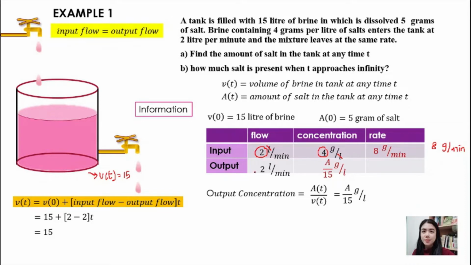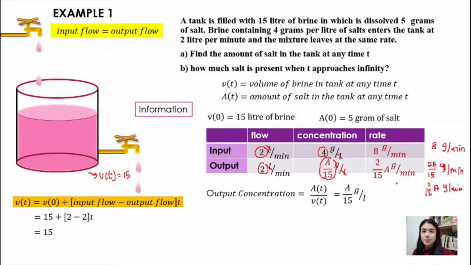Same thing happens for the output rate. You multiply 2 with A over 15, so you have 2A divided by 15. Same thing for the unit: the liter here and the liter here cancel, so you have the unit of gram per minute. The 2 over 15 is a fraction you can put aside, and you put the A next to the fraction. So we write it this way: 2 over 15 A gram per minute.